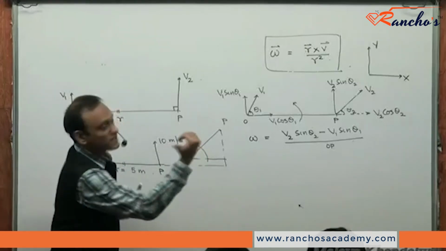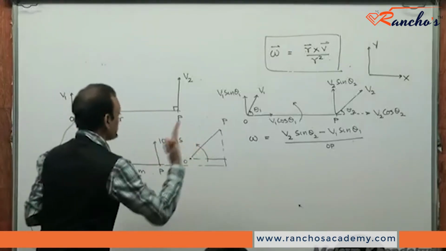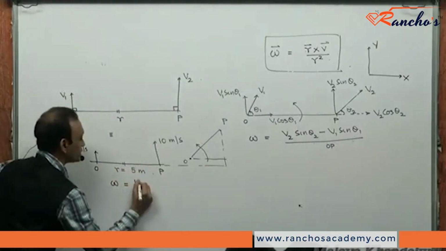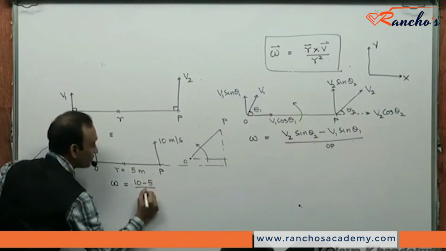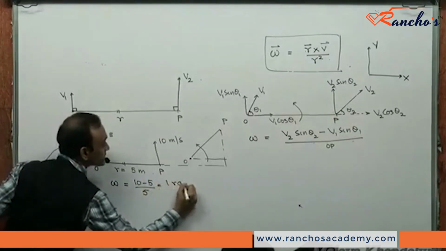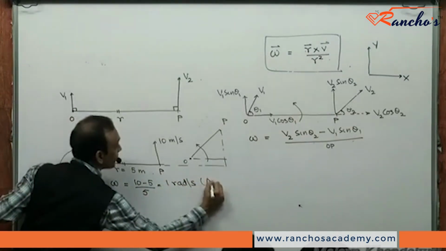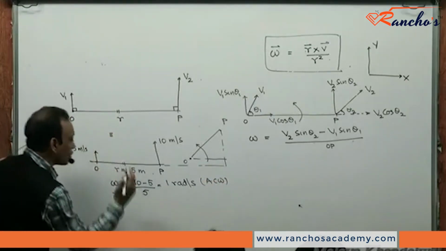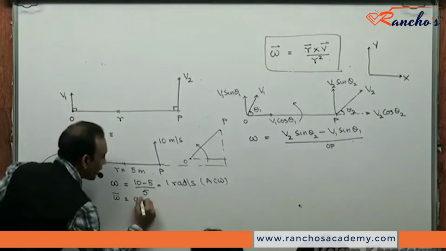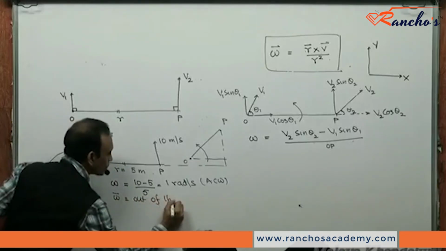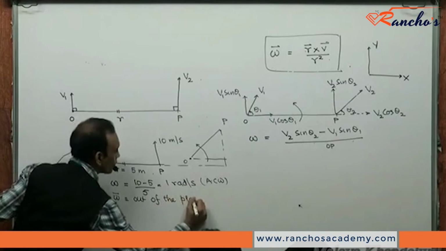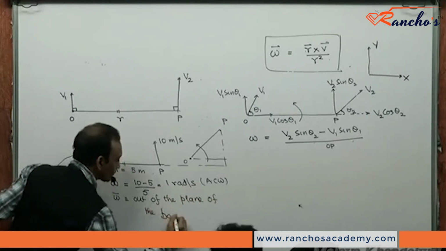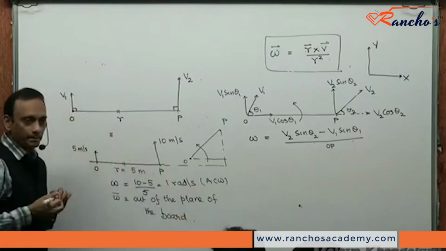That means omega comes out of the plane of the board. So in this case, omega of P as seen by O is going to be 10 minus 5 by 5, which is 1 radian per second anti-clockwise. In terms of direction, if it is anti-clockwise, the omega vector would be out of the plane of the board. Right? Out of the plane of the board.